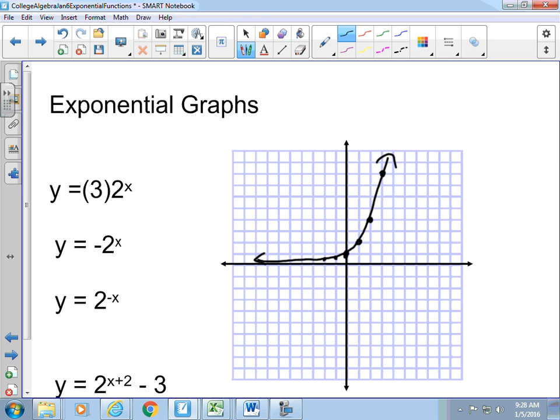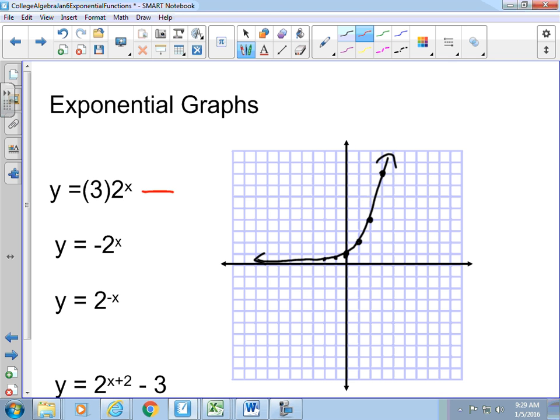It stretches it vertically by a factor of 3. What it does is it takes all the y values and multiplies them by 3. Everything else stays the same, but all the y values are multiplied by 3. So, let's see what that would look like. I'm going to make this one a red graph.